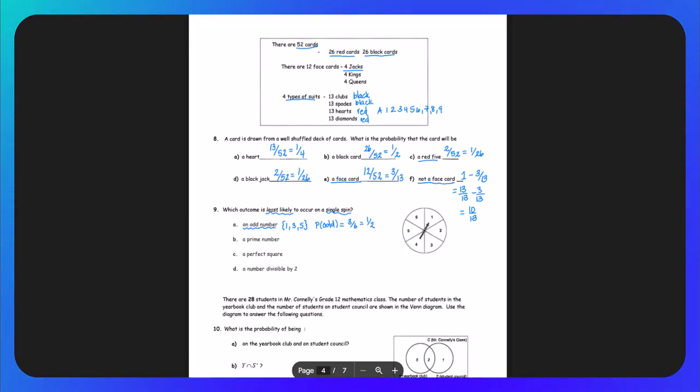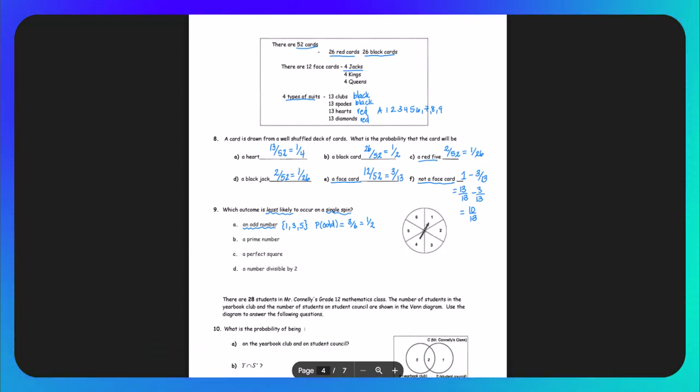Now the next one is a prime number. Remember, a prime number is a number that only has 2 factors, 1 and itself. And in this case, the prime numbers are 1, 2, 3, 4 is not a prime number, 5, and 6 is not a prime number. So there are 4. So the probability of prime is 4 over 6, which is 2/3.